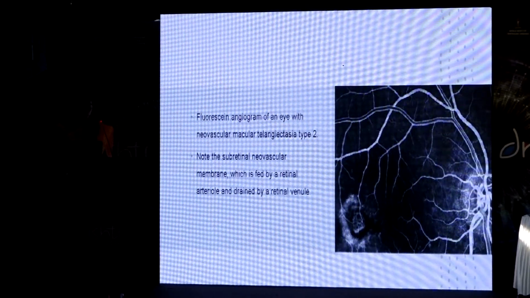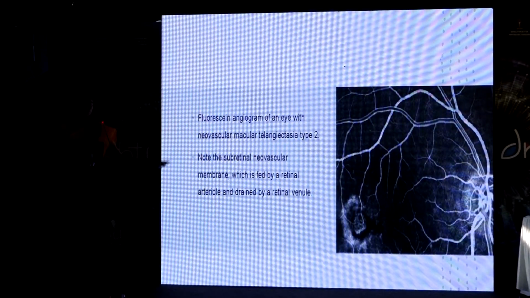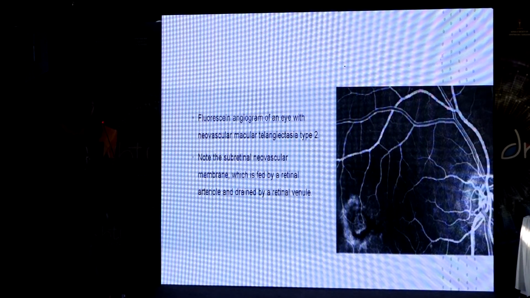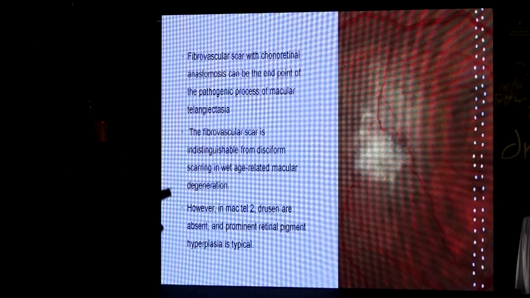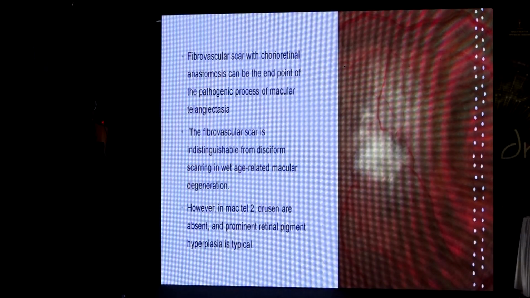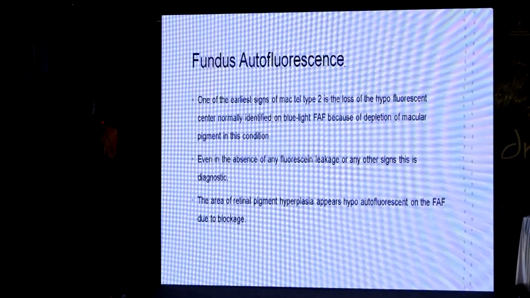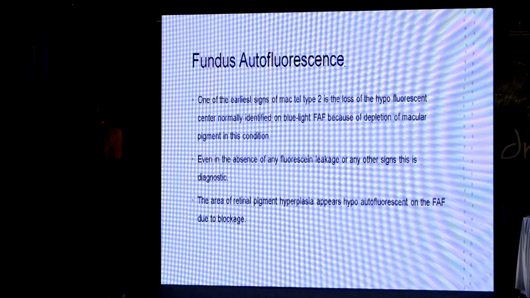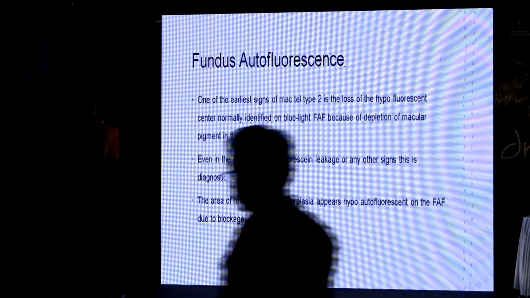Fluorescein angiogram in the neovascular stage will show you, similar to neovascular AMD, a neovascular network. Then later on, once the neovascular stage is over, you can get fibrovascular scarring also, similar to what you get in age-related macular degeneration. But you should remember that there will be absence of drusen, and hyperplasia of the retinal pigment epithelium will be there.